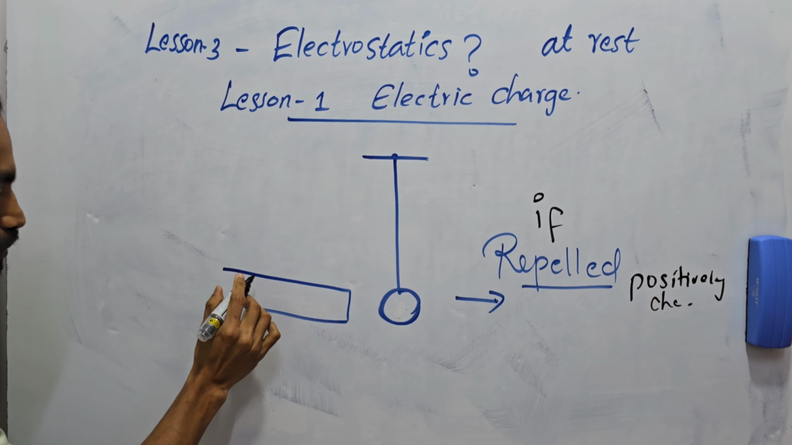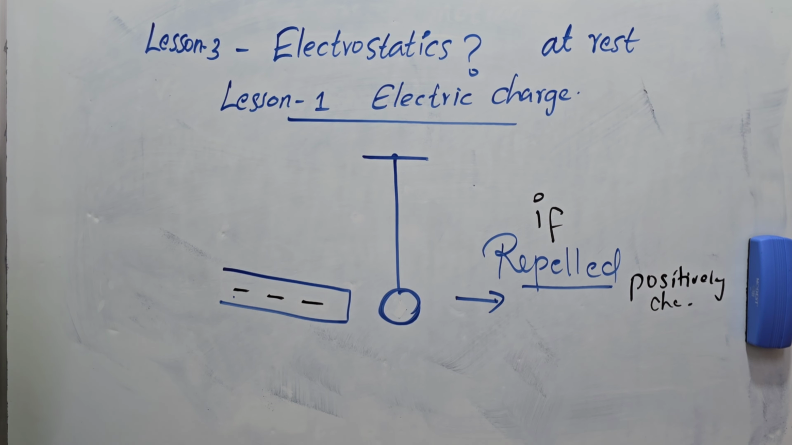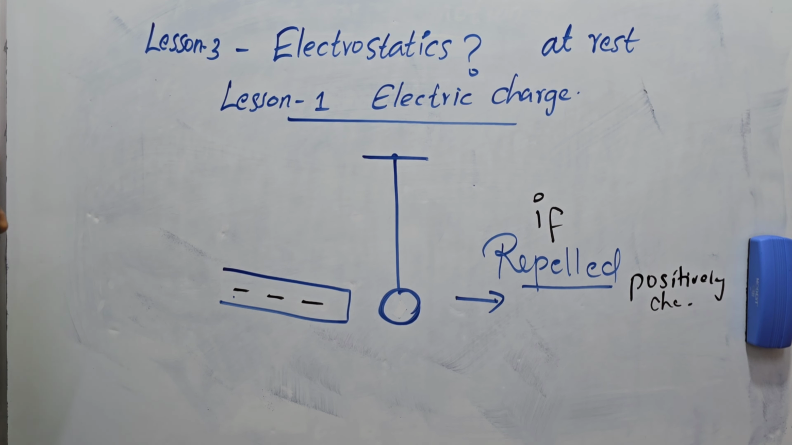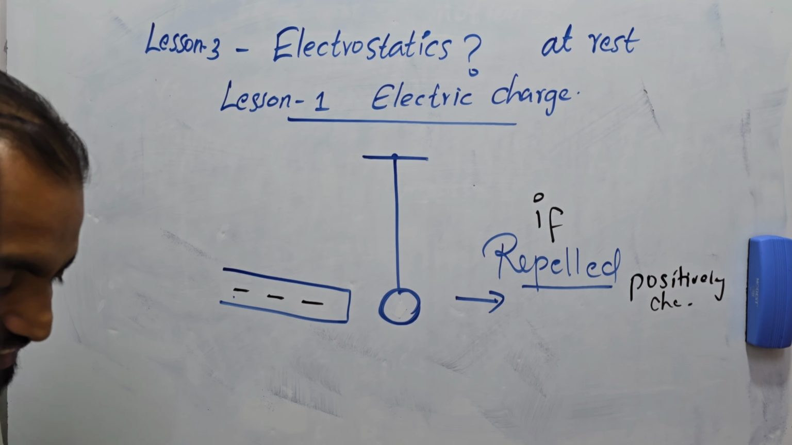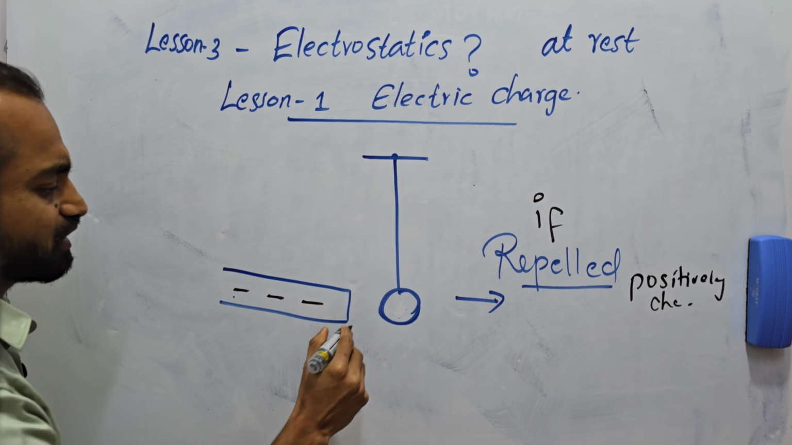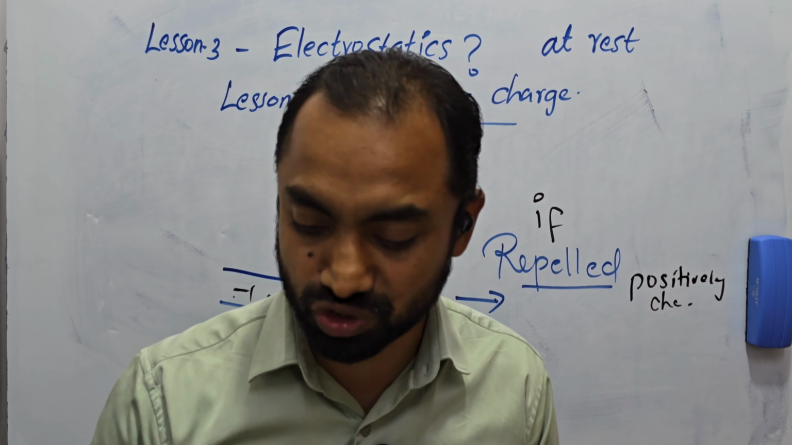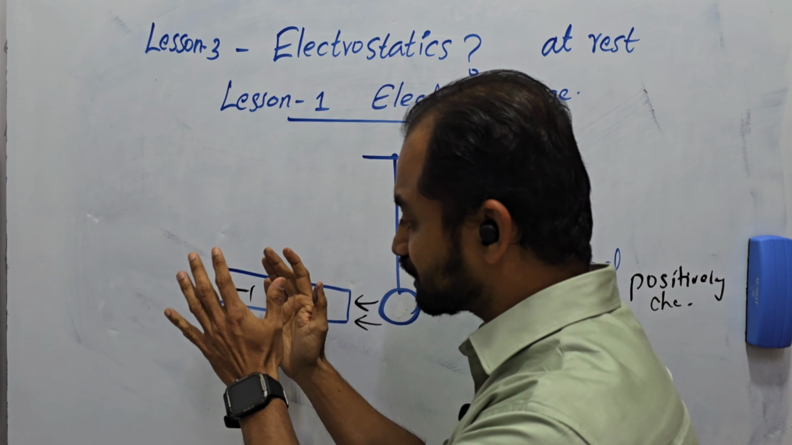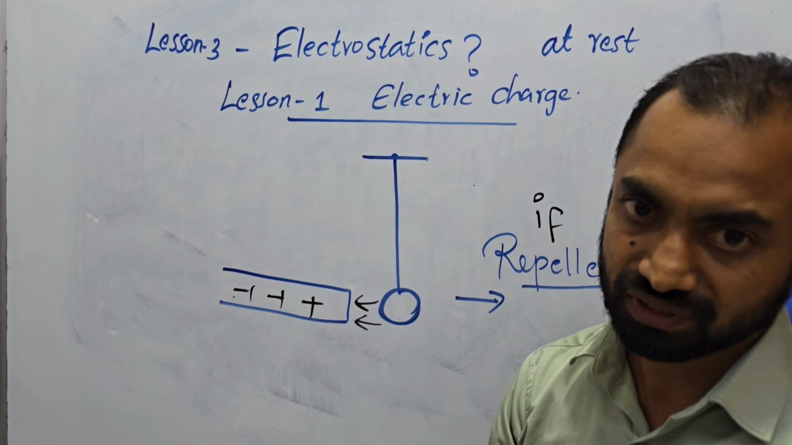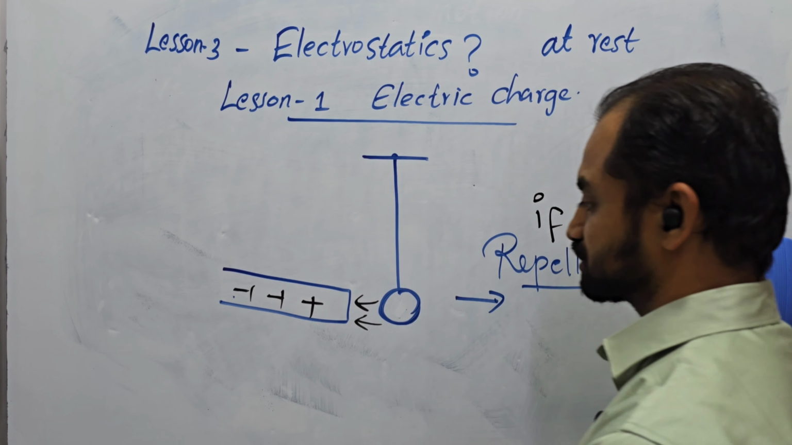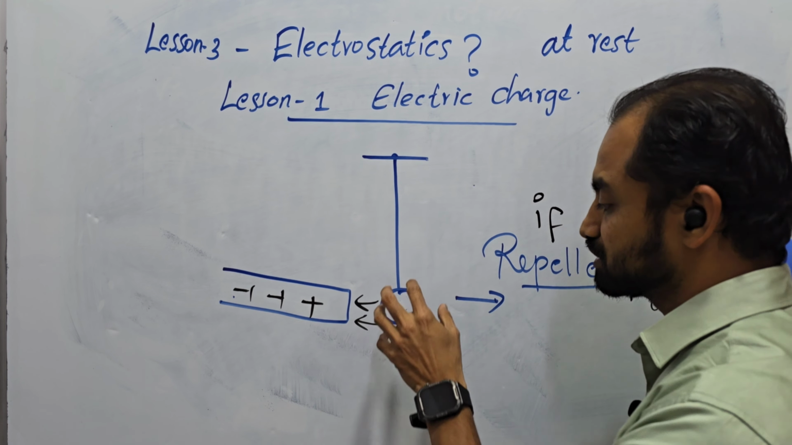Then, for example, you brought a negatively charged object. If it is repelled, then it will be negatively charged, right? Correct? Any doubt? Okay. So how do we know whether it is neutral? A neutral object will be attracted to the negative charge and to the positive charge. If the pith ball is neutral, it will be attracted to both the positively charged and negatively charged rod. You brought a positively charged rod, the pith ball is attracted. Then you brought a negatively charged rod, again the pith ball is attracted, which means the ball is neutral.